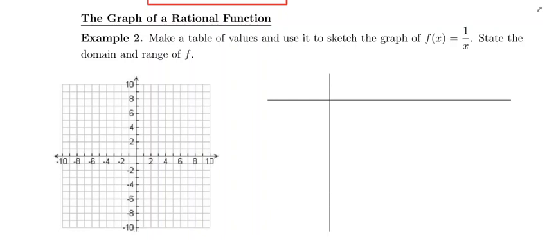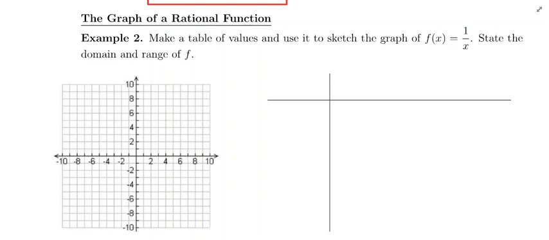So the rest of this section will be spent on various attributes of the graphs of rational functions, okay? So we're going to take a look in example 2 at the most basic rational function there is and examine its graph. Okay, so in example 2, it says make a table of values. That's what we do when we don't know what something looks like, and use it to sketch the graph of f of x is equal to 1 over x. State the domain and range of f. Okay, so f of x is equal to 1 over x is the most basic rational function there is.